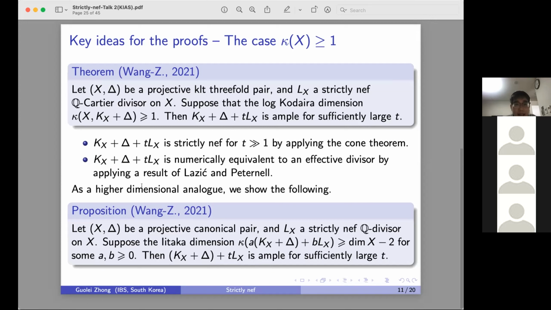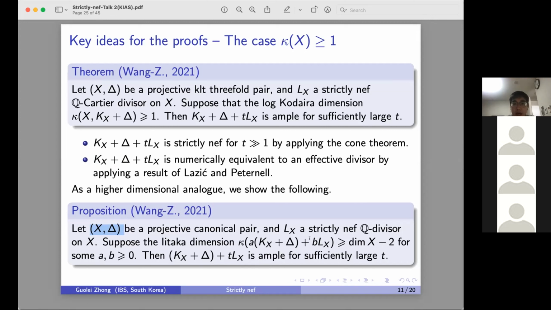Let's continue. As a high-dimensional analog, we can show the following proposition. I'm sorry for too many technical conditions, because in the high-dimensional case we are not able to deal with the KLT case, but the canonical case is clear. So if (X, Δ) is a projective canonical pair, and L_X is a strictly nef Q-divisor, and we suppose the Iitaka dimension of some linear combination is greater than or equal to dimension X minus 2, then we can show K_X + Δ + tL_X is ample for sufficiently large t.